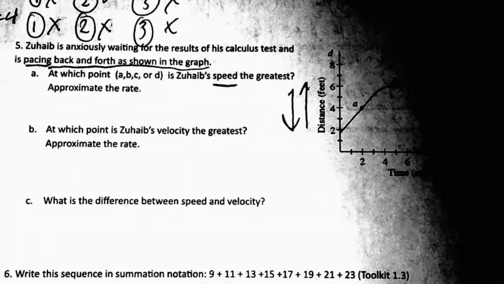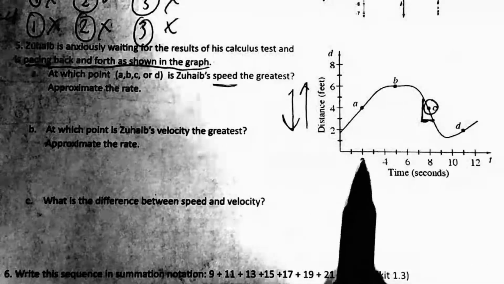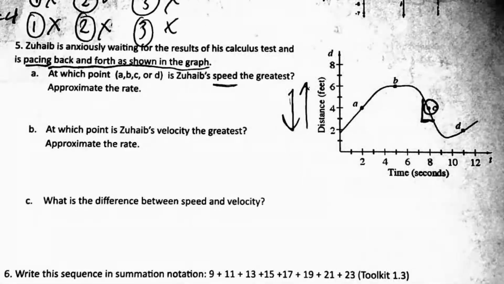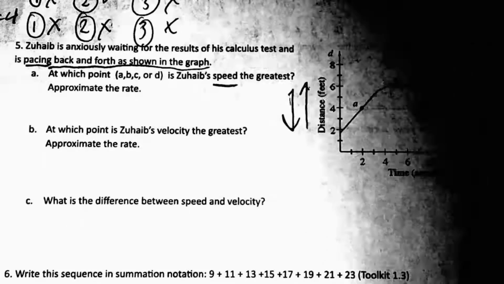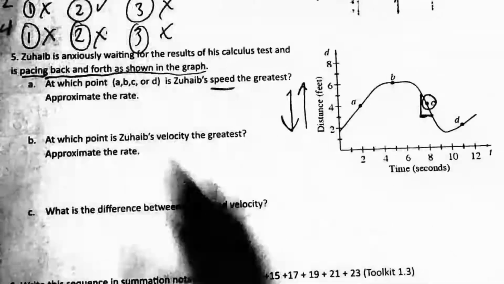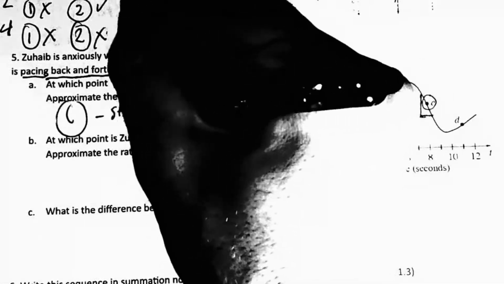So I'm going the most distance over the least amount of time, right? Even though I'm going backwards, I can go backwards and have the greatest speed, right? Speed does not care if I'm going forwards or backwards, okay? So the correct answer is C here. It's the steepest slope. Even though it's negative, it's okay.